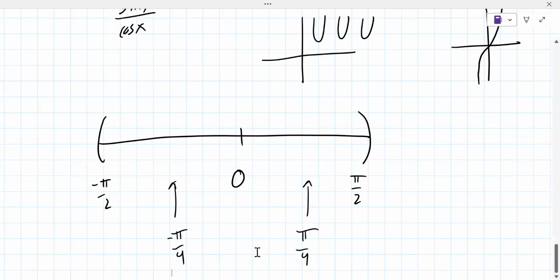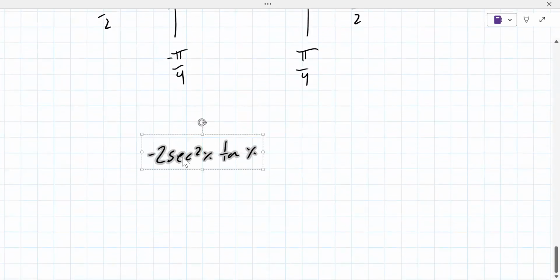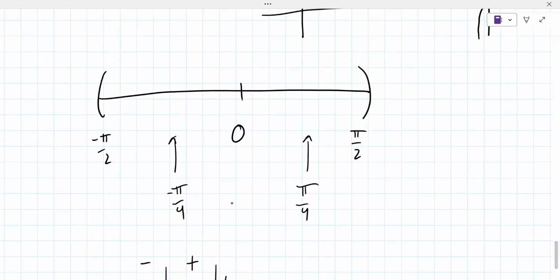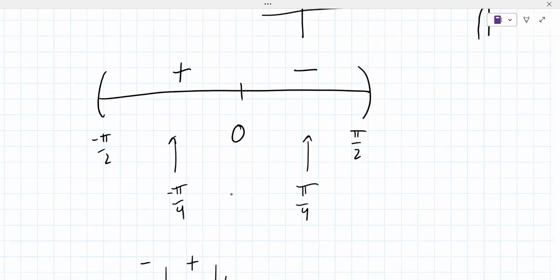All right, so now we're testing them in the second derivative, the -2 secant squared x tangent x. We want to break this apart to understand the whole idea. Because you have a calculator, you could do it that way, but the -2 is always negative and the secant squared is always positive. So it comes down to what tangent is. What's tangent of pi over 4? It's 1, so it's positive. So you have a negative times a positive, which is negative. The tangent of minus pi over 4 is negative. So you have a negative times a positive times a negative, which ends up being positive.